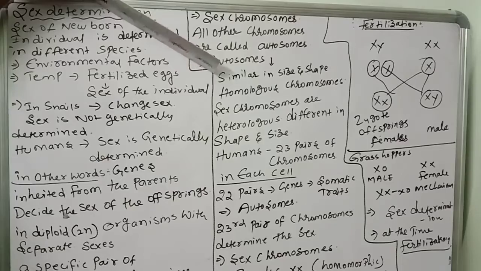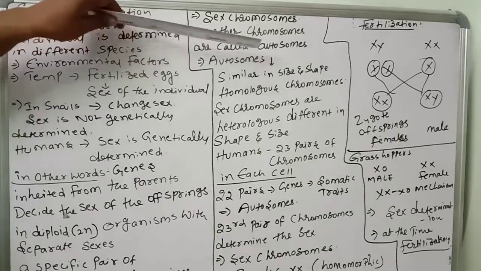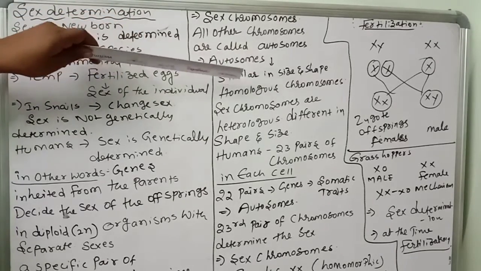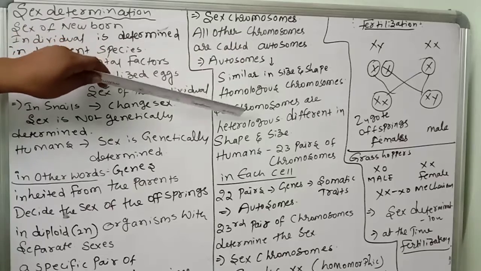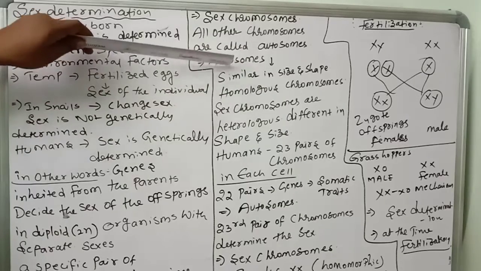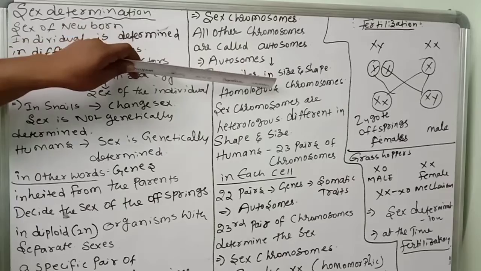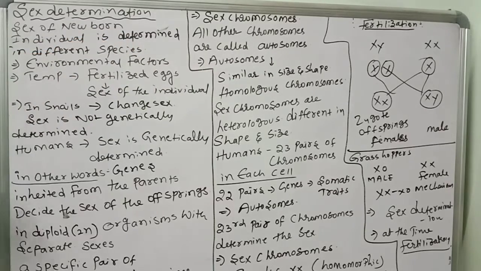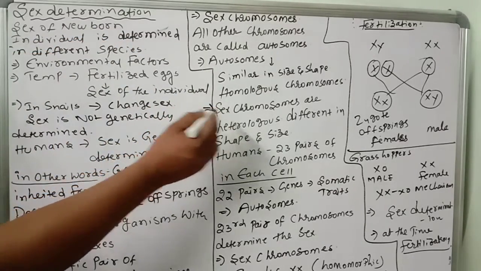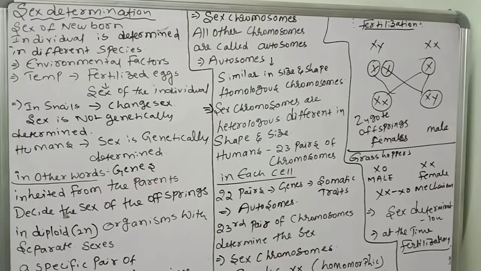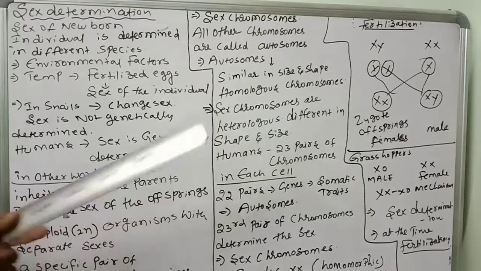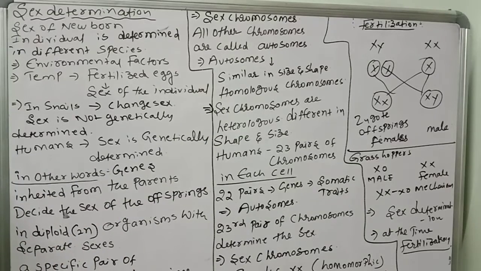Autosomes are similar in size and shape, so they are homologous chromosomes. What about the sex chromosomes? The sex chromosomes are heterologous, which means different in shape and size. That one you should remember.